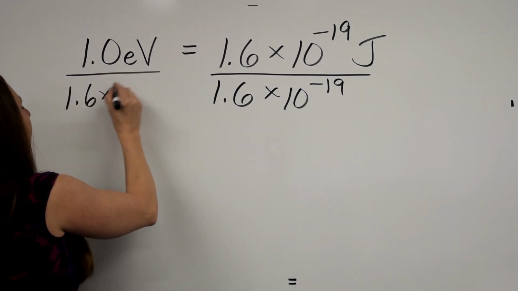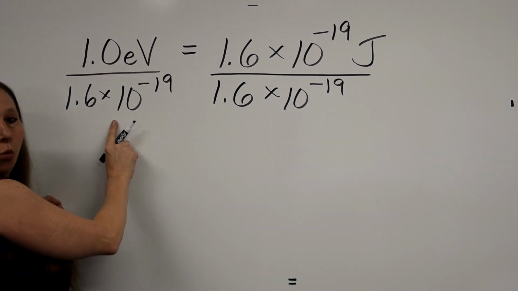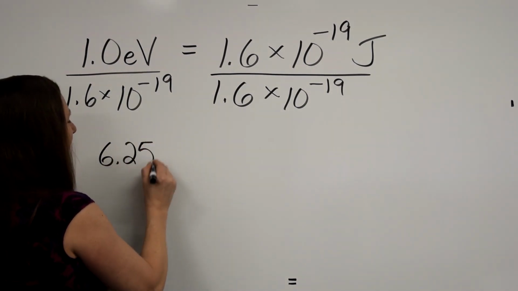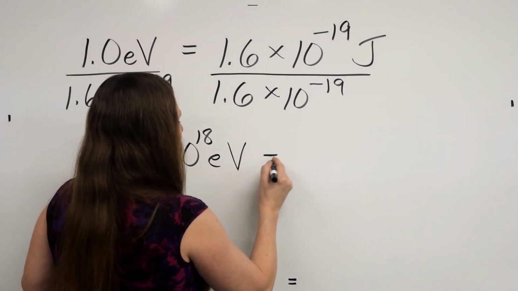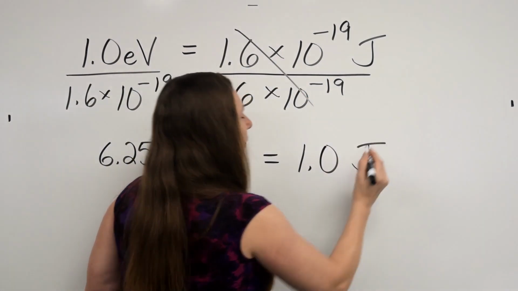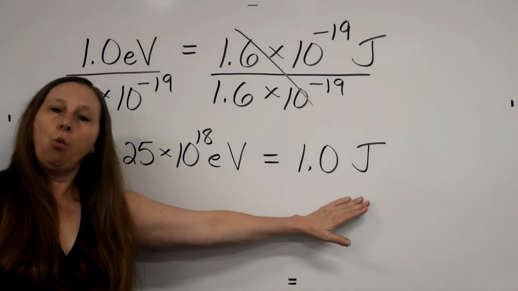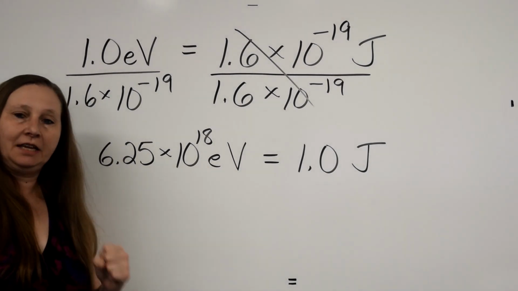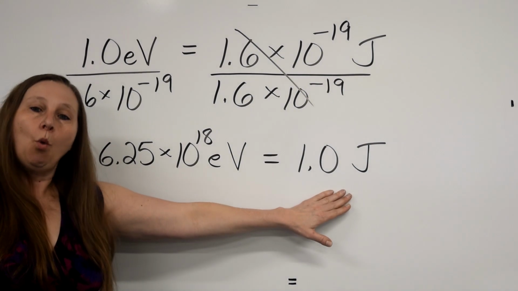If you take 1 divided by 1.6 times 10 to the negative 19, you're going to get 6.25 times 10 to the 18th on this side, that's electron volts, is equal to, this divided by this cancels, and you have 1 joule. So the electron volt is so small that there's this many of them in 1 joule. That's a big number. Remember, the electron volt was so tiny compared to the joule that there are a lot of them equal to 1 joule.